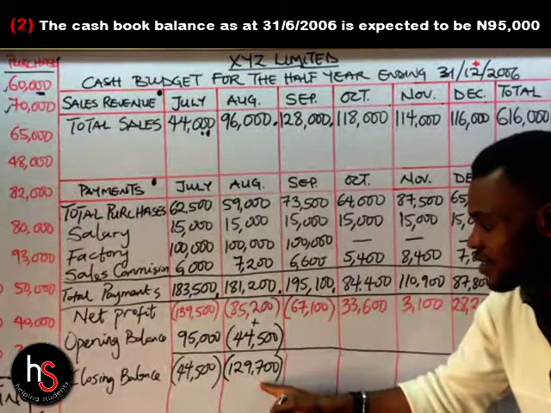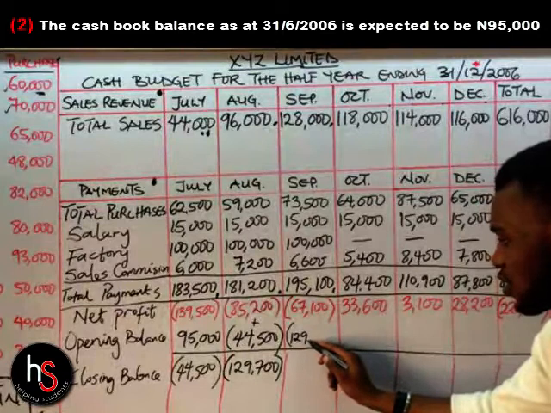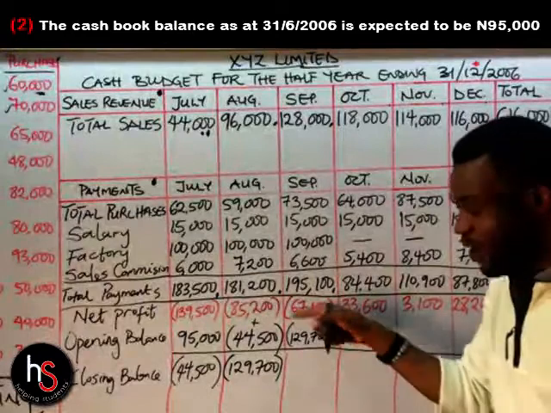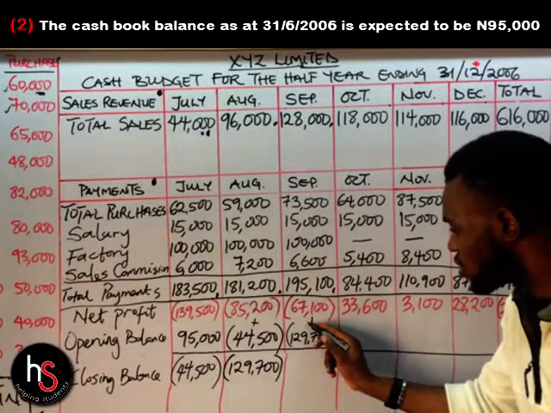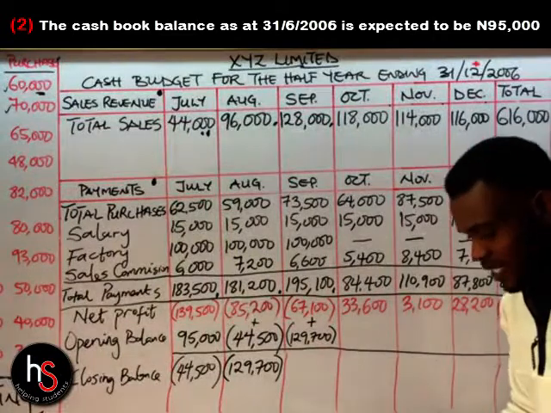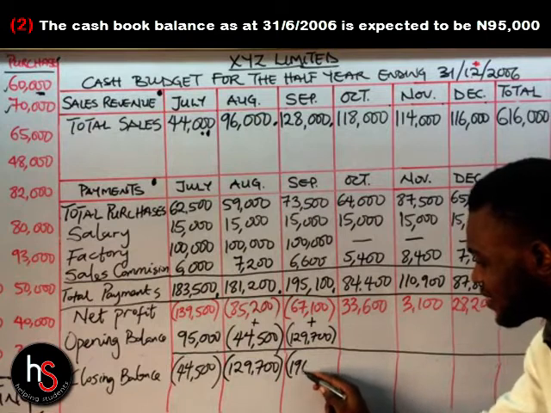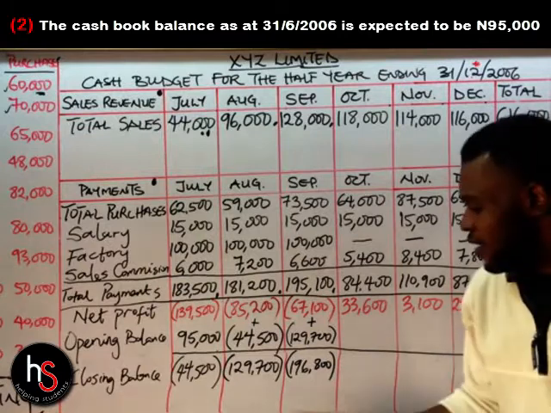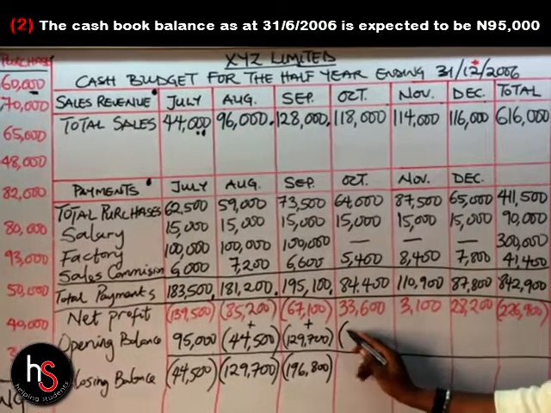So we'll come over to the next one. This closing balance comes over to the next month. So it is minus 129,700. You follow the same step. Because of the bracket sign, you say minus 67,100 plus minus 129,700. So it gives us minus 196,800. So this closing balance comes over to the next month. So we have minus 196,800.